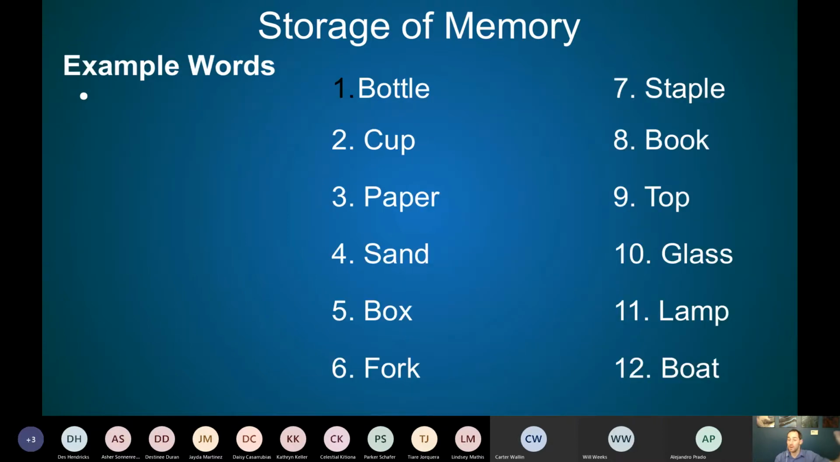Then you can take random words. So this is just a list of random words. You can also do this with, say, a shopping list. So you could have a shopping list, and to remember it, you might use this method of loci. So here's our example words.